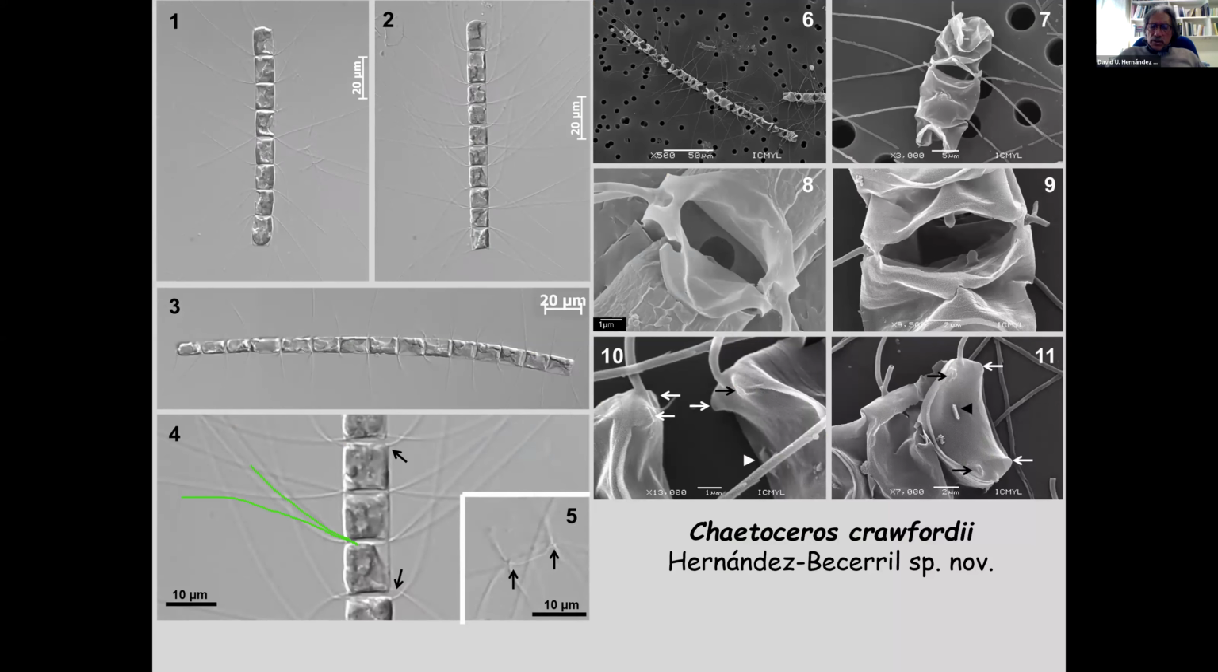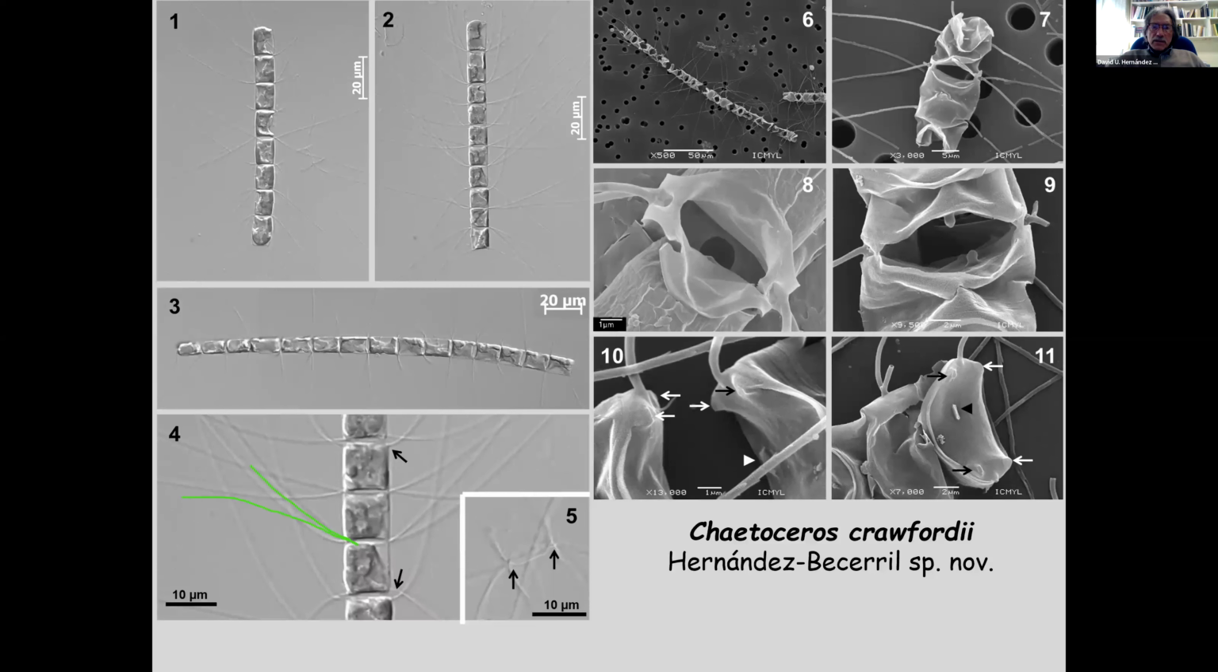Now we are going to the Chaetoceros world. Chaetoceros, as I told you, is a very species-rich genus, and we have recognized some new species, including this Chaetoceros crawfordi. This was dedicated to Richard Crawford, who was my supervisor for my PhD at the University of Bristol.